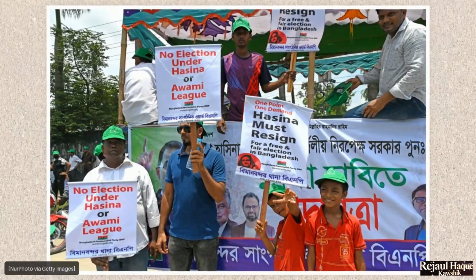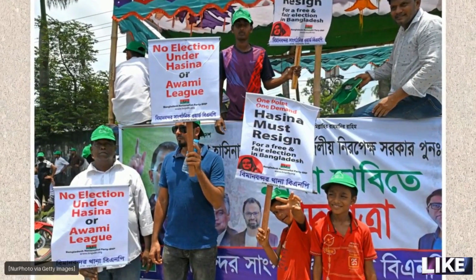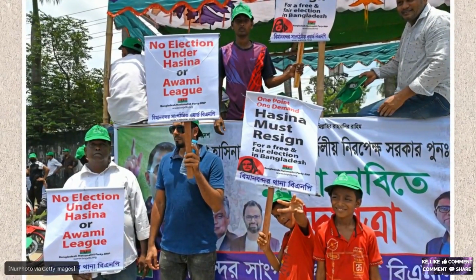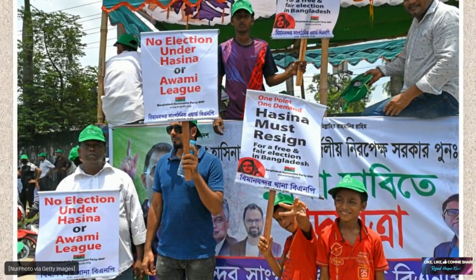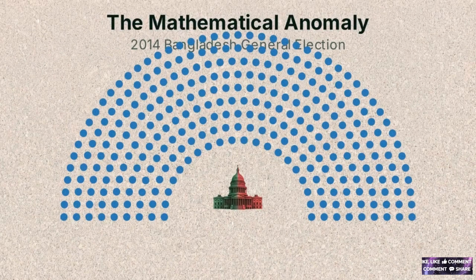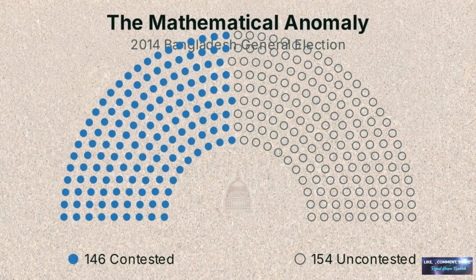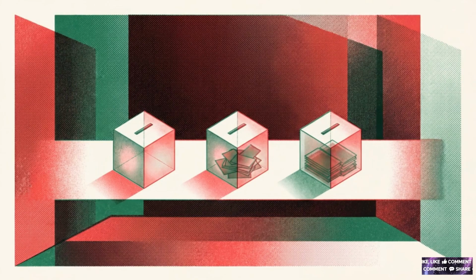The immediate consequence arrived during the 2014 election. Recognizing the system was fatally compromised, the primary opposition, the Bangladesh Nationalist Party, refused to participate entirely. This boycott produced a stark mathematical anomaly. Over half of the parliamentary seats in 2014 went completely uncontested. The ruling party won without a single vote cast in those districts, instantly severing the government's electoral legitimacy.